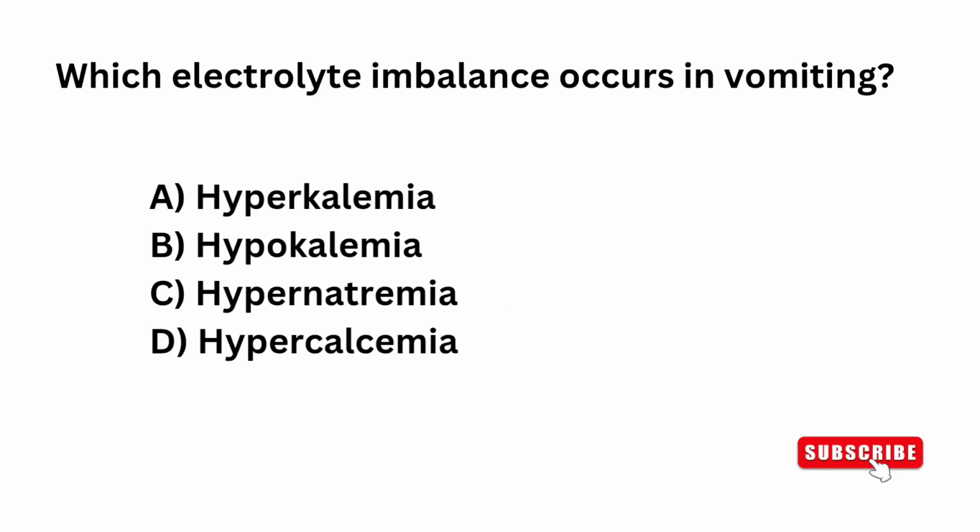Question number 13. Which electrolyte imbalance occurs in vomiting? Answer is B. Potassium is lost in gastric secretion, leading to hypokalemia.